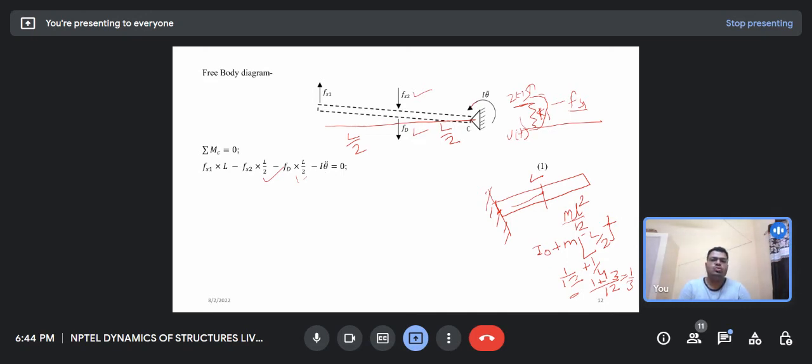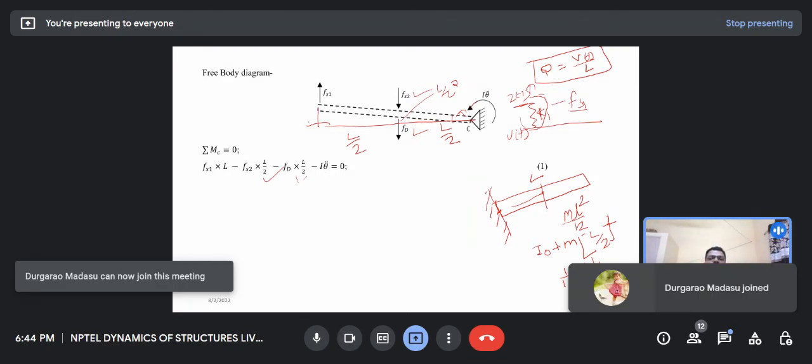And what are Fs1, Fs2 and Ft? Fs2 is simple. If the rotation is theta, the displacement is L by 2 into theta, and you can calculate the theta value. What is the theta value? We have considered the displacement at this point as Vt, and the overall length is L. So theta is Vt by L. So you can calculate the displacement in Fs2 and Ft. Now the question is, what is the displacement for Fs1?